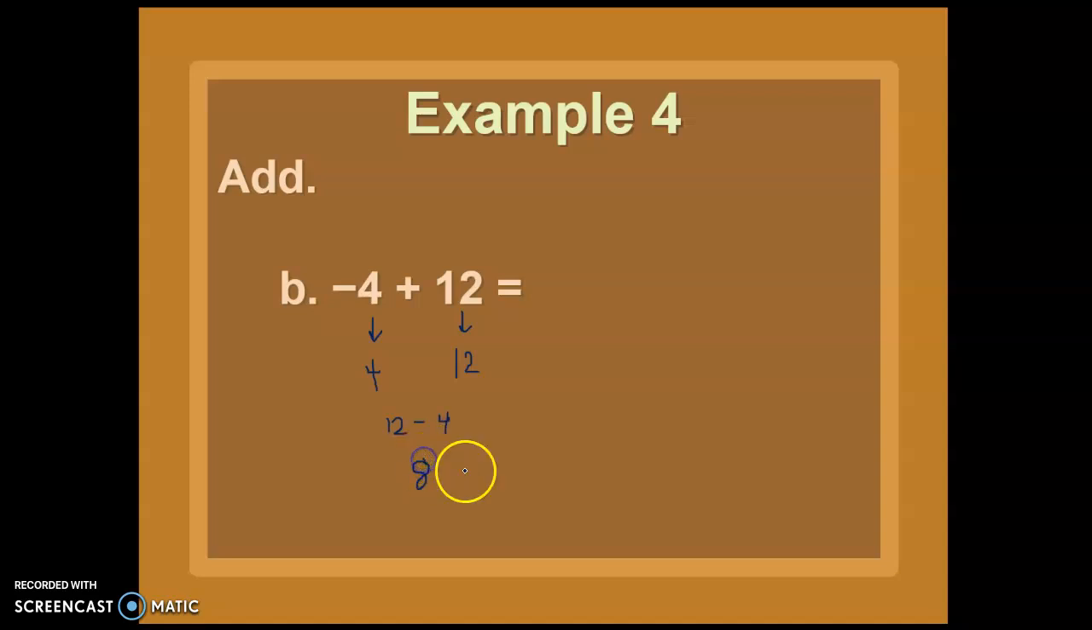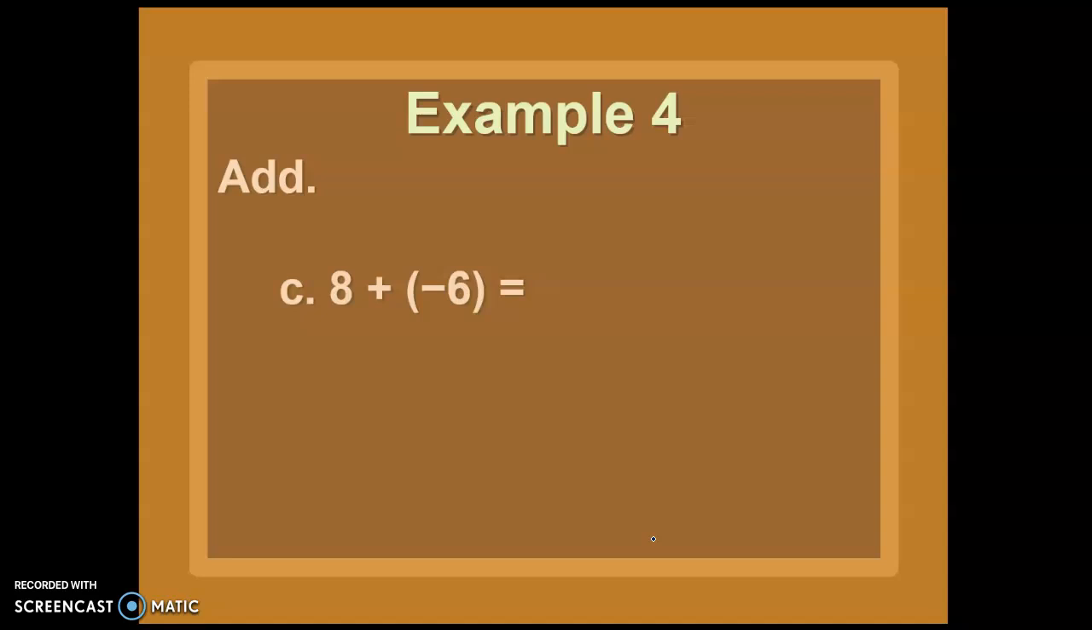That's my difference. And then I use the sign of the number with the greatest absolute value. 12 has a greater absolute value than 4. 12 is a bigger number. It's farther from 0. And if I go back to where I started, 12 is a positive number. So I'm going to write +8. But you'll notice most of the time we don't write the positive sign. The positive sign is implied. We do have to write a negative sign. That's not implied. But if we just saw 8 without a sign, it's implied that it's a +8.